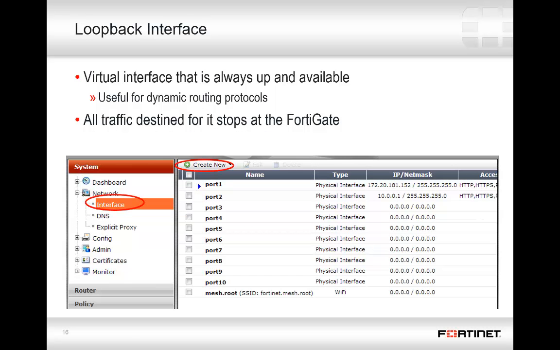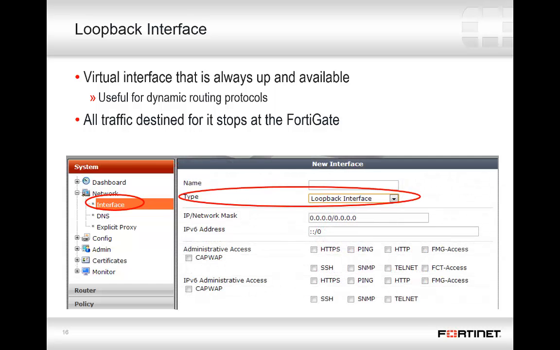Dynamic routing protocols require access to an interface that is always up. A loopback interface isn't correlated to any of the FortiGate's physical links. It exists in the FortiGate software only. So all traffic with that destination stops at your FortiGate, and it is always up and available regardless of physical cabling. To create a loopback interface, you go to System, Network, Interface, and click on Create New. The type must be Loopback Interface.